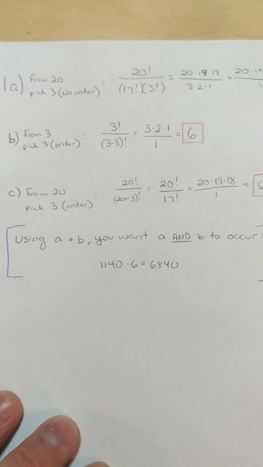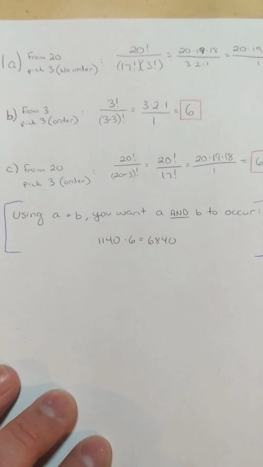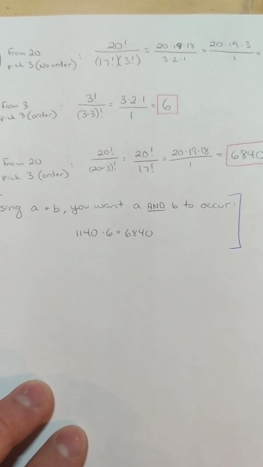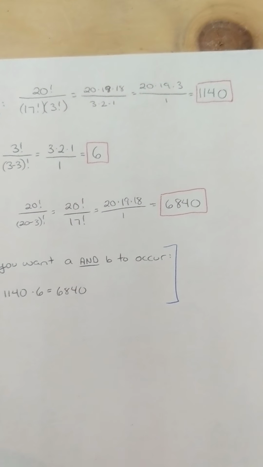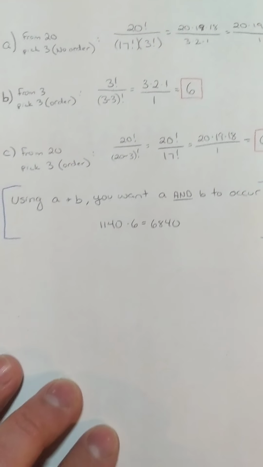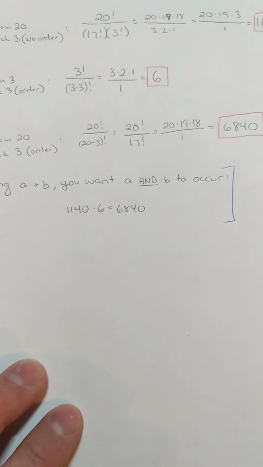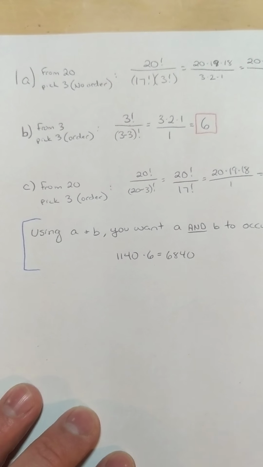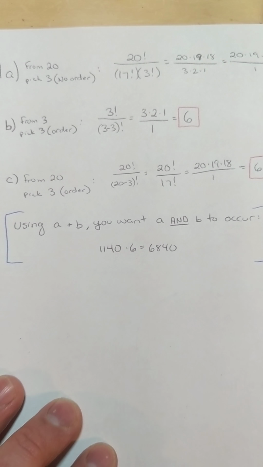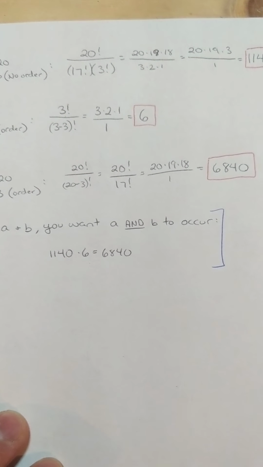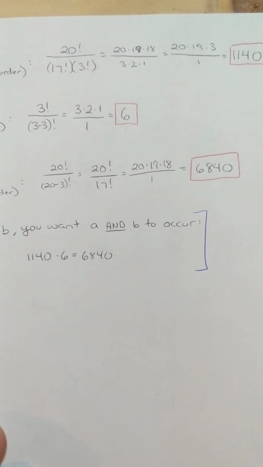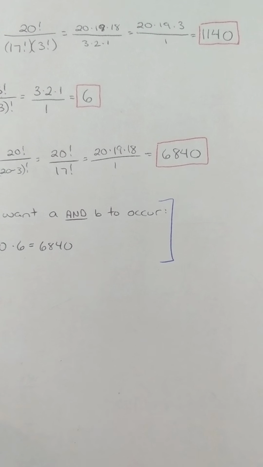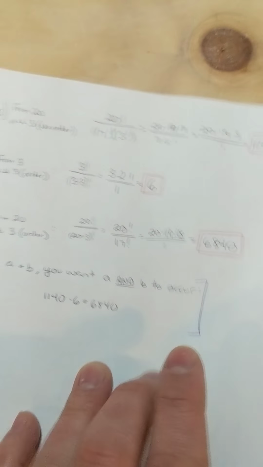Now C was saying to use parts A and B. So you want A and B to occur because you want to select the 3 and give them positions. So you could just simply multiply them together and get 6,840. If you want to start from scratch, you're picking 3 from 20. It's a permutation because the order now matters. So 20 factorial over 17 factorial is 20 times 19 times 18, which is 6,840 as well.